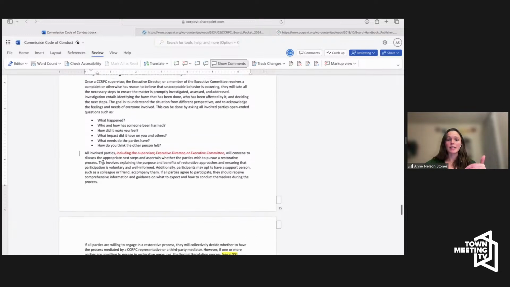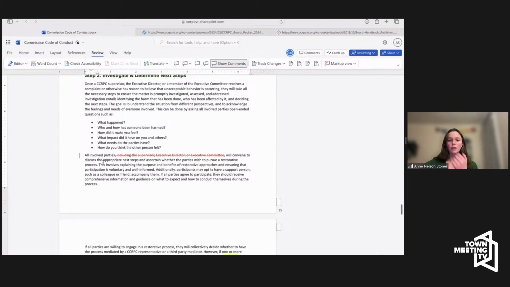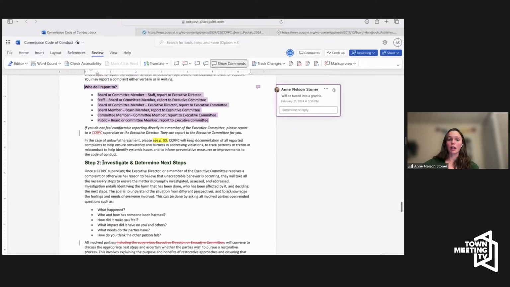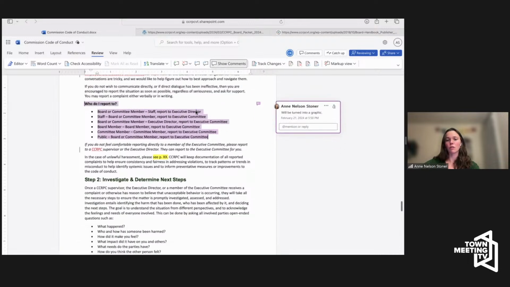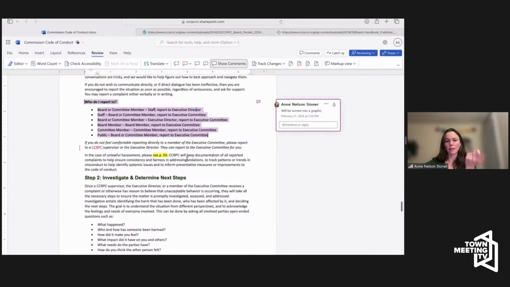But this is where that would be decided, and this needs to be a collaborative decision, right? So all involved parties need to have a say here. Certainly, you can only go through a restorative process if all involved parties are willing to do so. But the responsible party for at least overseeing this process would be the person that it's reported to. So in this document for everybody, it would either be the executive director or the executive committee.